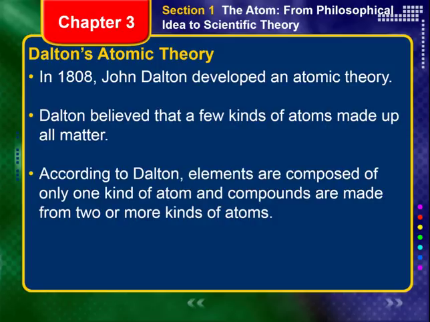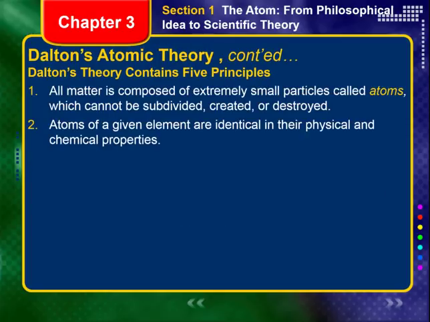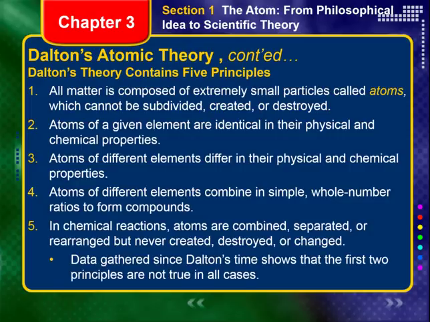So elements are composed of only one kind of atom, and compounds are made when you take two or more kinds of atoms and react them together. They stick together. Dalton's atomic theory contained five postulates, and you're going to be responsible for each of these. So here they are. All matter is composed of extremely small particles called atoms, which cannot be subdivided, created, or destroyed. It's the first postulate. Remember that. Second postulate.